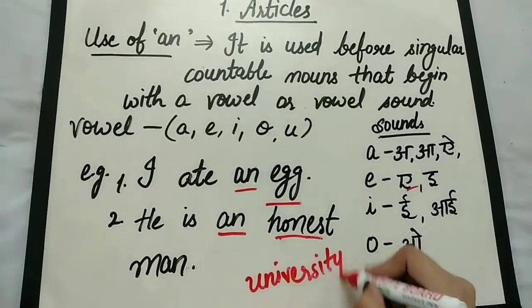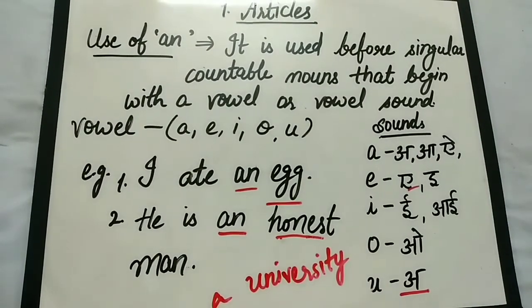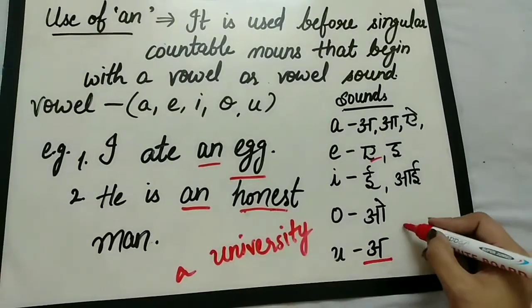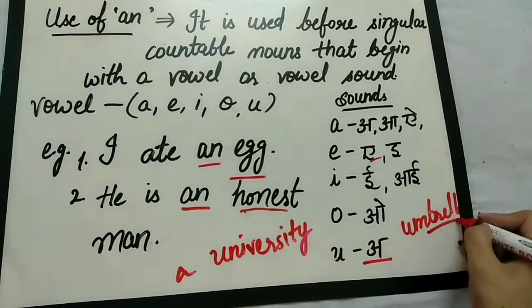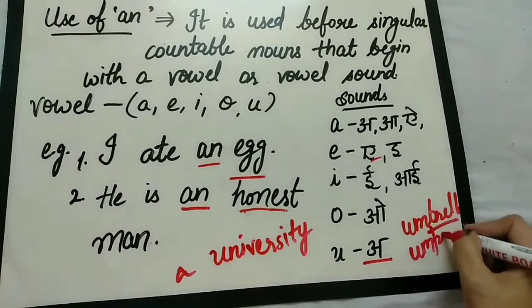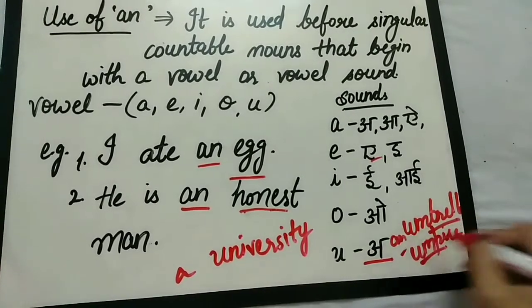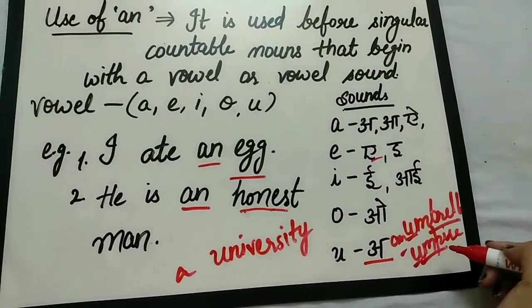So before a consonant sound we use a, but before honest, or one more example I can tell you, umbrella, before umbrella or before umpire, we use an, because they are giving the vowel sound.